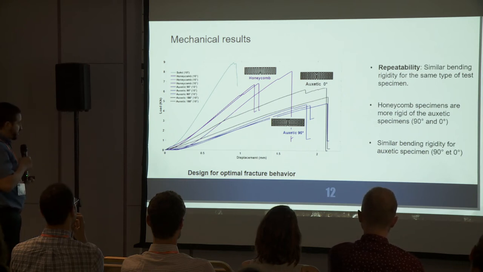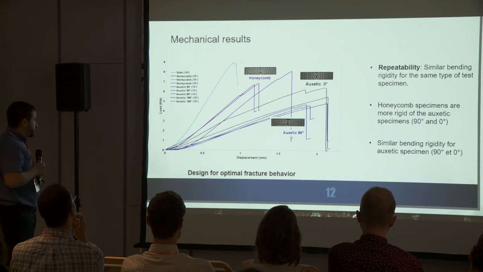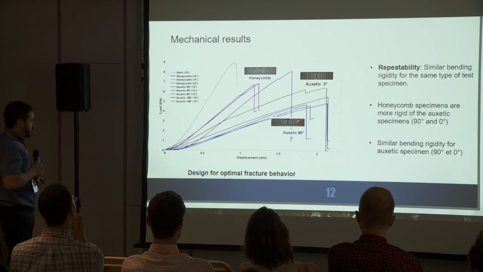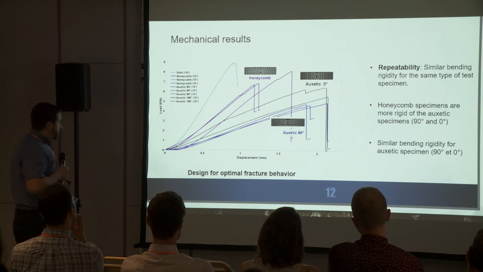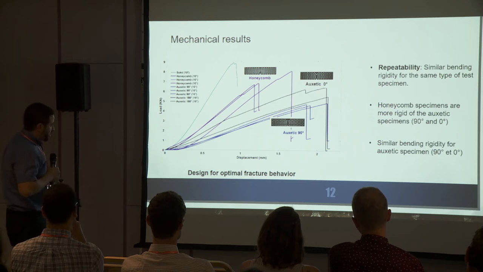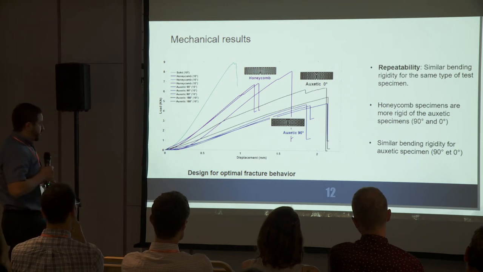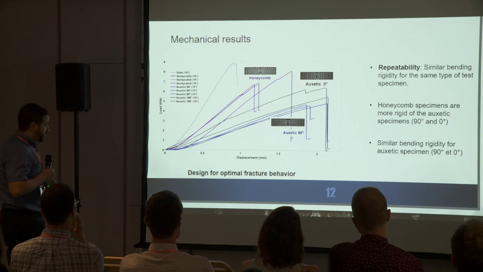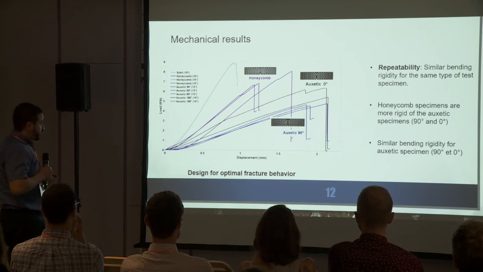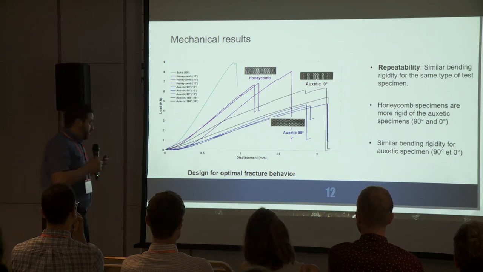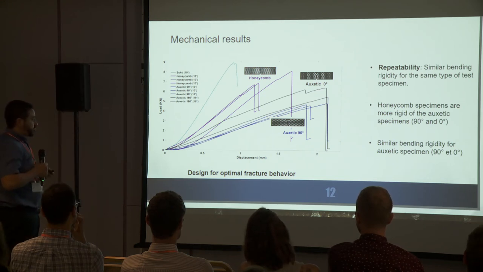So what we can see here is a linear part, or linear behavior, of all curves. That means that we have almost elastic linear behavior for all our curves, and it finishes with a brittle fracture, or failure, at the end. This failure can be because of the failure of the material, and it can also be because of the dislocation between cells.